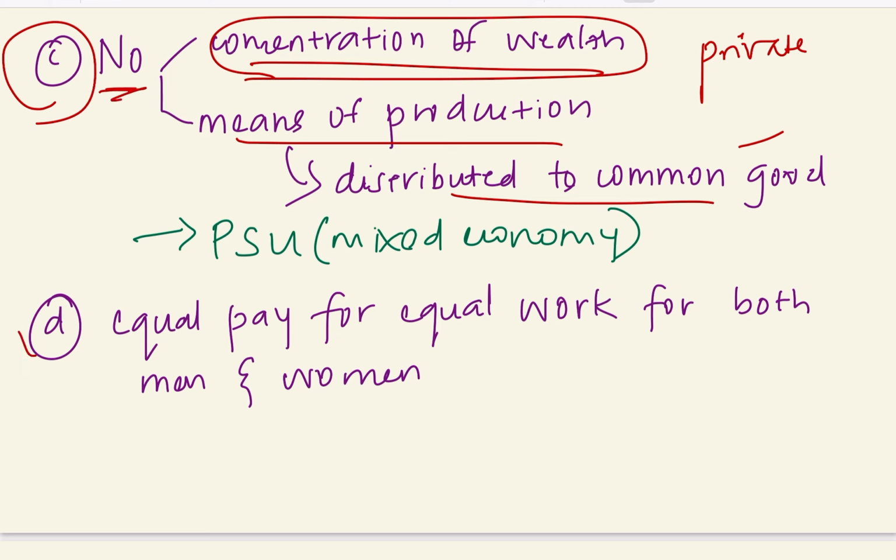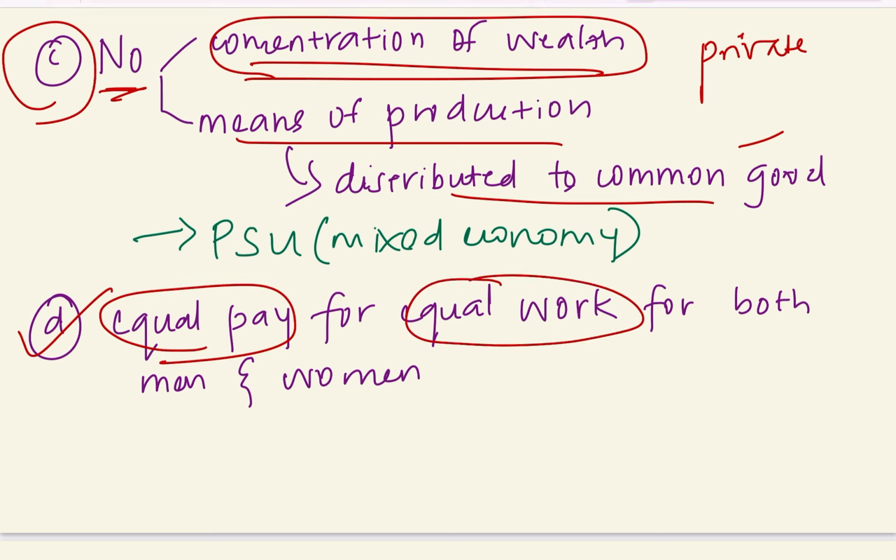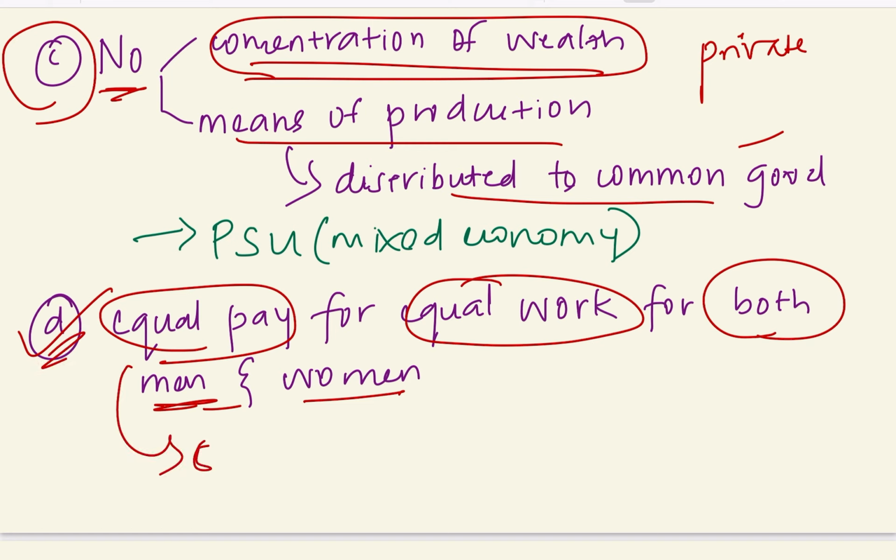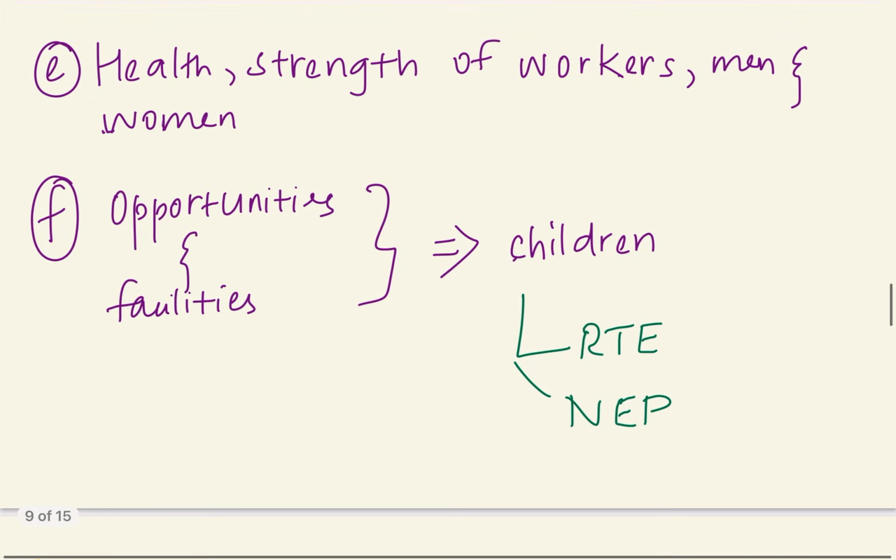Next we have Article 39D. Article 39D says there has to be equal pay for equal work for both men and women. That is, in employment, this directive principle is mainly aiming to avoid discrimination between men and women with respect to pay for equal work. For this reason, we have the Equal Remuneration Act. For equal work, men and women have to be paid equally. That is what this directive principle is providing for, and that is the reason the state has come up with the Equal Remuneration Act to promote this directive principle. Next we have Article 39E.